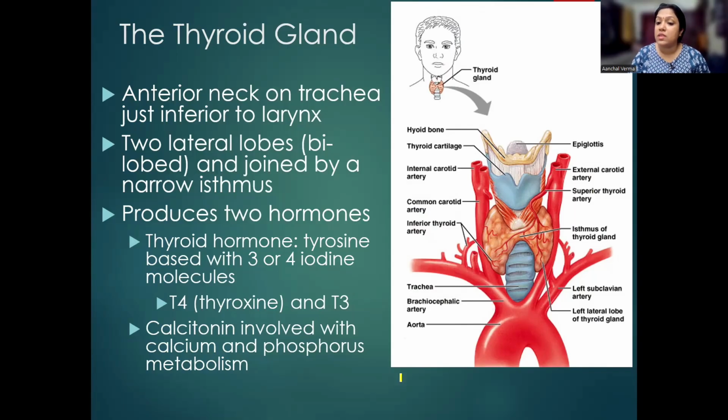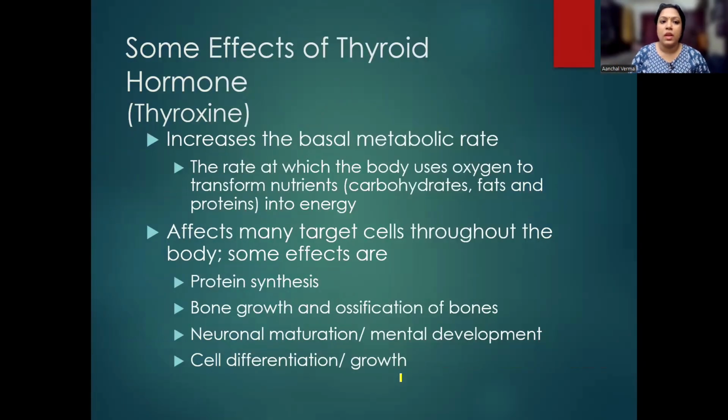Thyroid hormone releases a hormone called thyroxine, which helps in maintaining your basic metabolic rate, and calcitonin helps in the calcium and phosphorus metabolism. Now, some effects of thyroxine: it increases the basal metabolic rate, the rate at which the body uses oxygen, and it also affects many target cells throughout the body. Some effects are protein synthesis, bone growth, ossification, that is because of calcium metabolism. Then you have neural maturation, mental development, cell differentiation and growth. All these things are taken care of by the secretions of the thyroid gland.